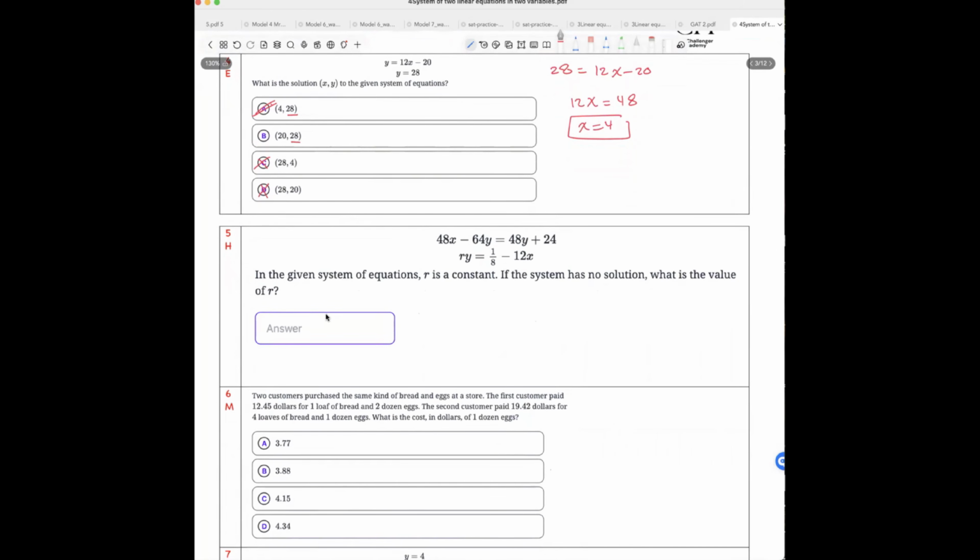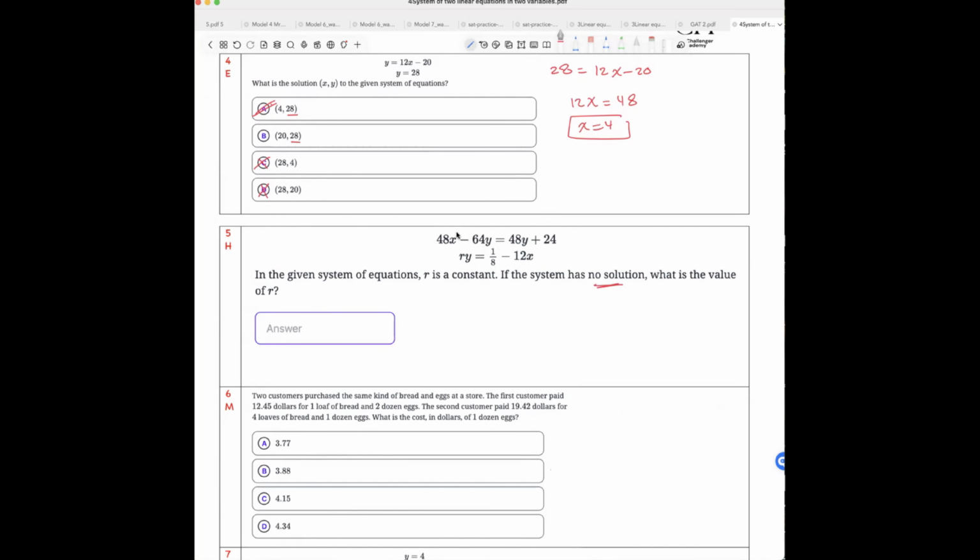48x minus 64y equals 48y plus 24. And we have ry equals 1 over 8 minus 12x. In the given system of equations, r is a constant. If the system has no solution, what is the value of r? In this question, you know that the system has no solution, so the slopes of the two lines are equal. How can we find the slope of each line?